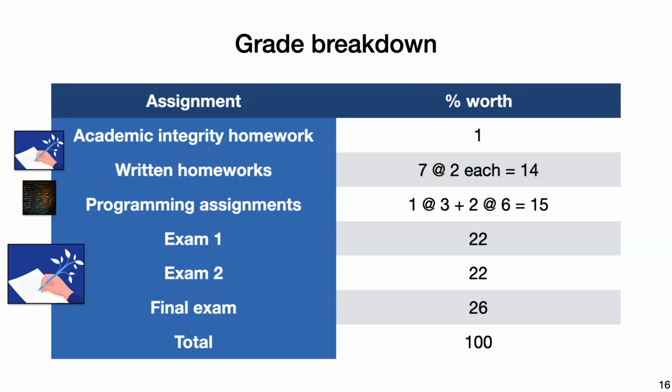The other kind is written homeworks, which are problem sets. There are going to be 7 of them, and they are worth 2 points each. There will be about 5 problems per homework. This one you can work on with other folks. You just write the name.